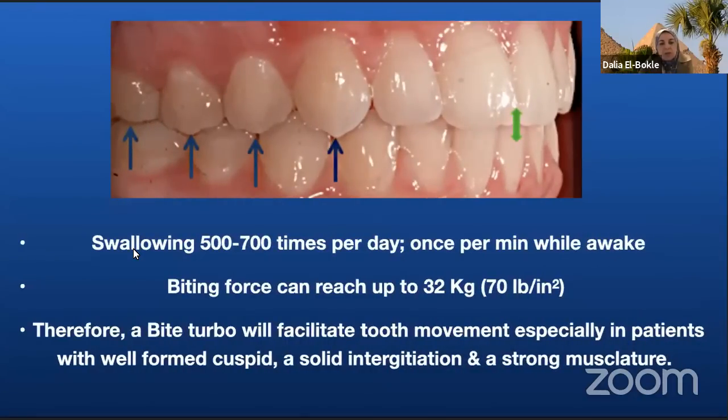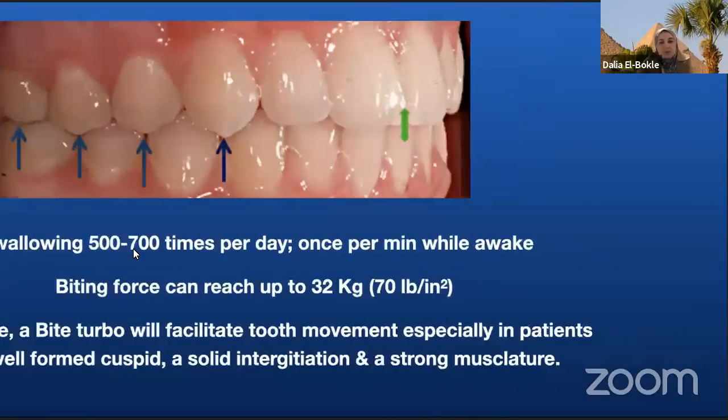The swallowing that we do per day ranges from about 500 to 700 times, and it's almost once per minute while we are awake. Our biting force can reach up to 32 kilograms, which is really a lot. And therefore, a bite turbo will facilitate tooth movement, especially in patients with well-formed cuspids, solid interdigitation, and a strong musculature.